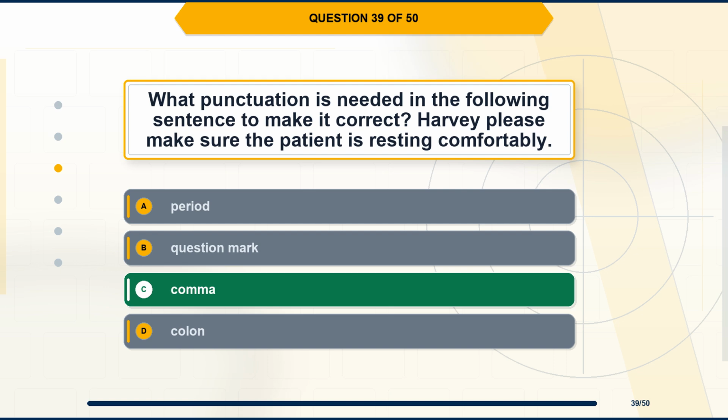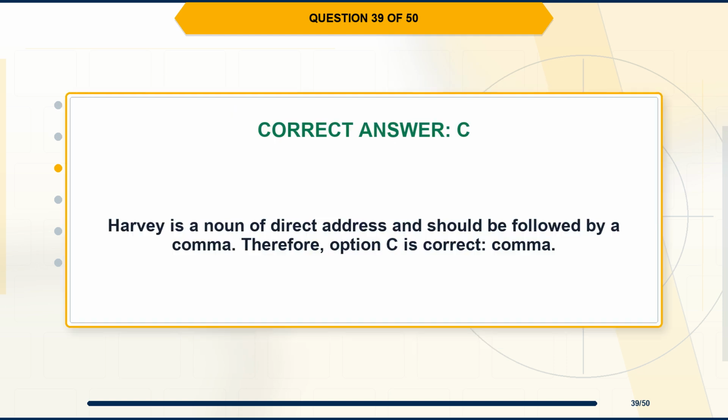The correct answer is option C. Comma. Explanation. Harvey is a noun of direct address and should be followed by a comma. Therefore, option C is correct, comma.